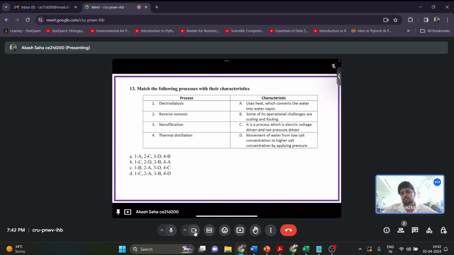Now next problem, you have to match the following process with the characteristics. So we have four types of processes: electrodialysis, reverse osmosis, nanofiltration, and thermal distillation. And we have four characteristics. You have to match them accordingly. So the characteristics are: uses heat and converts the water into water vapor. Some of the operational challenges are scaling and fouling. It is a process which is electric voltage driven and not pressure driven. And then movement of water from low salt concentration to higher salt concentration by applying pressure. So just think over it and match the proper process with its characteristics.